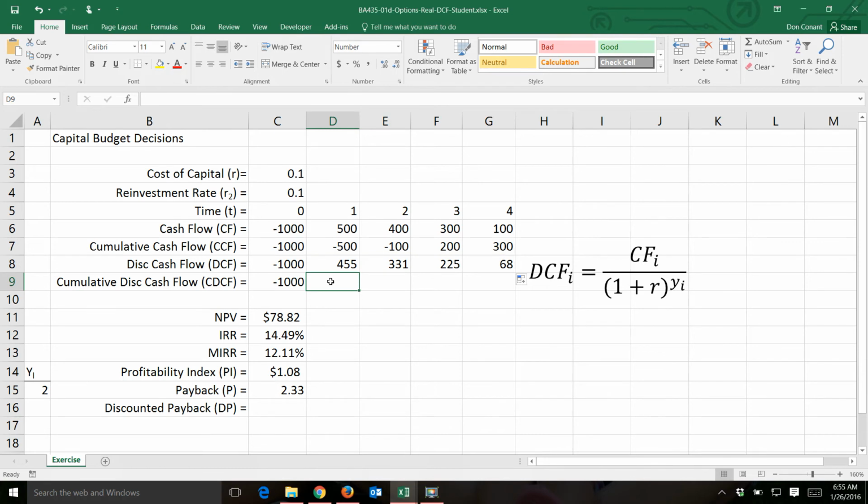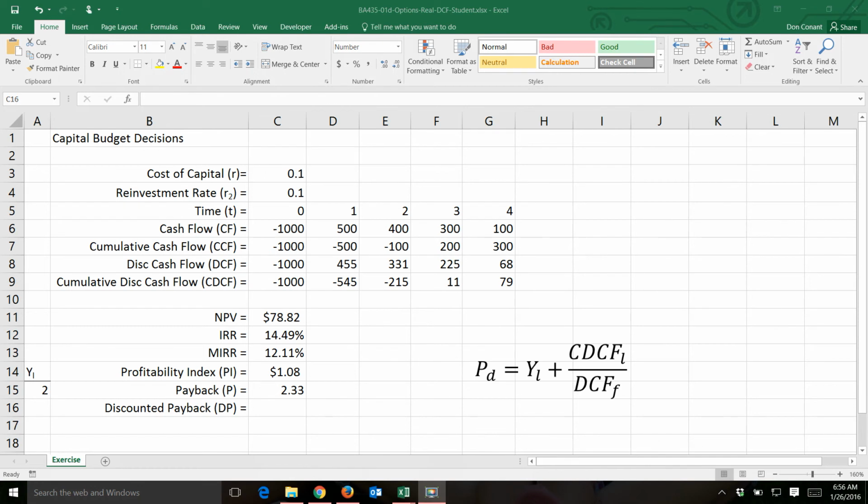And we'll put in our cumulative discounted cash flow formula, which is just the cash flow for the period plus the previous period's activity, and we copy that across, and we have our discounted cash flows and our cumulative discounted cash flows to use in calculating the discounted payback method. You can see from the formula that the discounted payback is similar to the payback, just uses different cash flows.